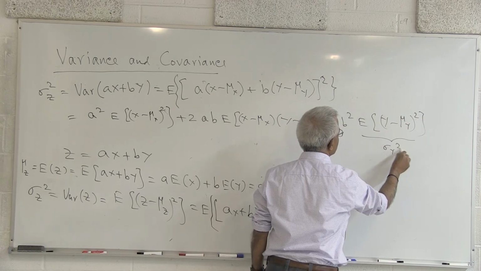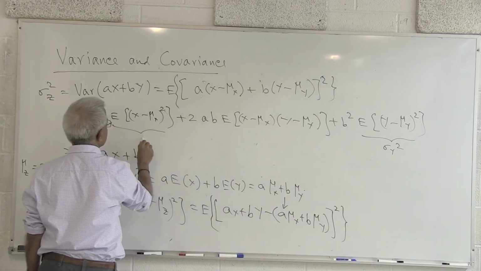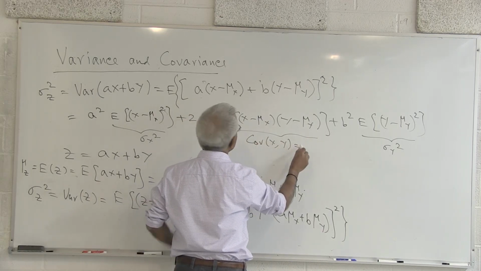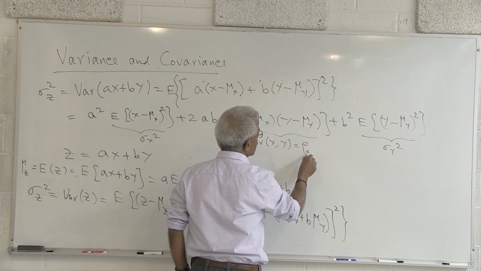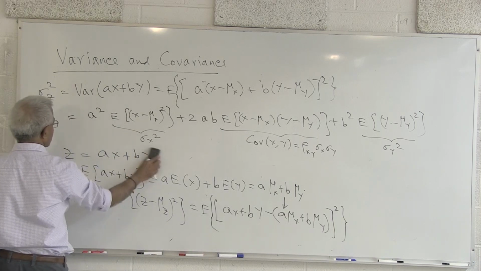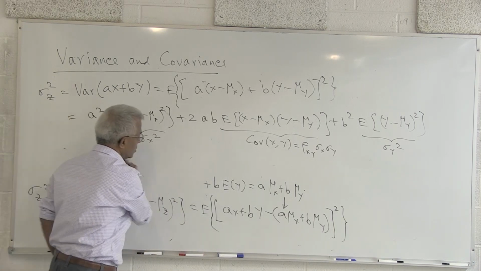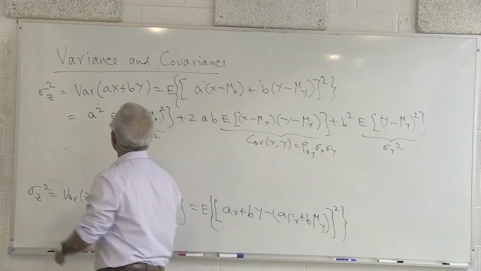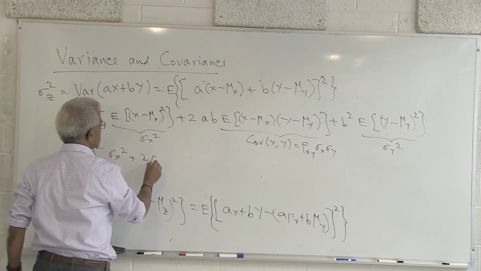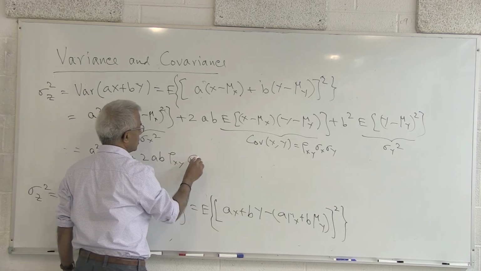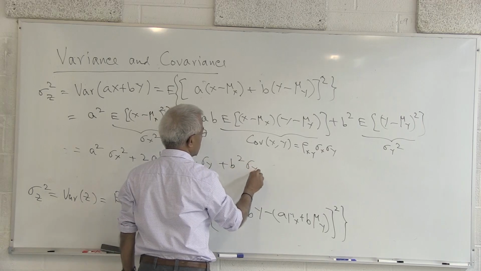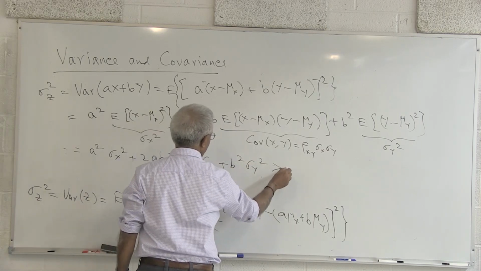But this term is sigma y squared. This term is sigma x squared. And this is the covariance of X, Y, which as we saw earlier, we can write in terms of its correlation coefficient. So here is the summary of all the results. The variance of a linear combination is a squared sigma x squared plus 2ab rho xy sigma x sigma y plus b squared sigma y squared. And this is of course going to be positive.